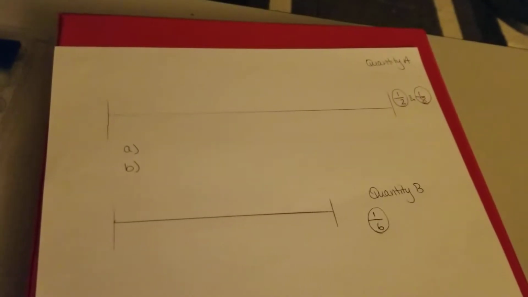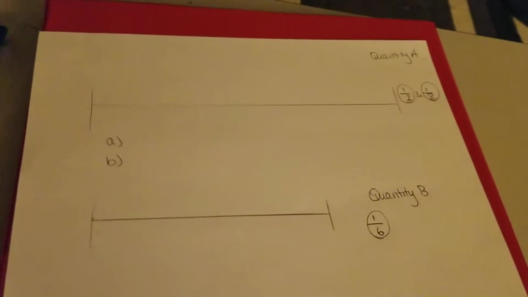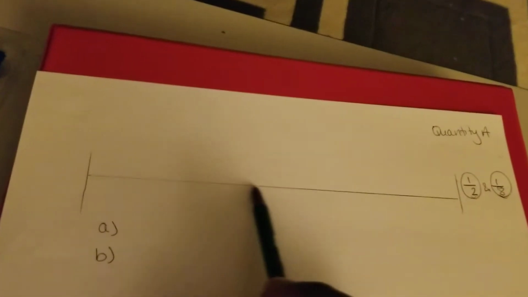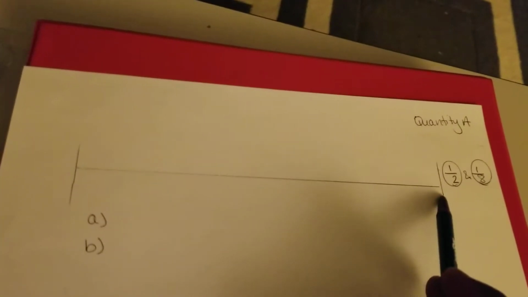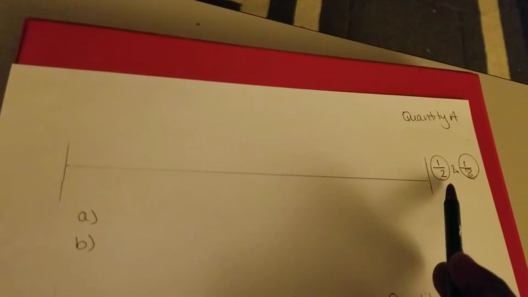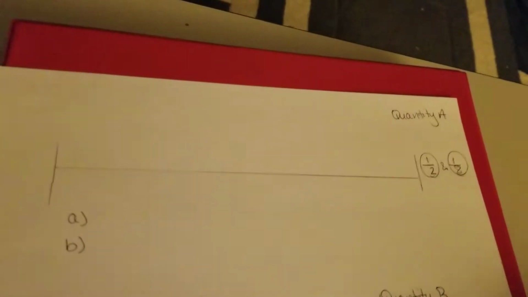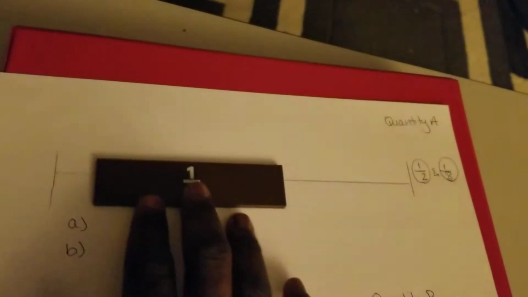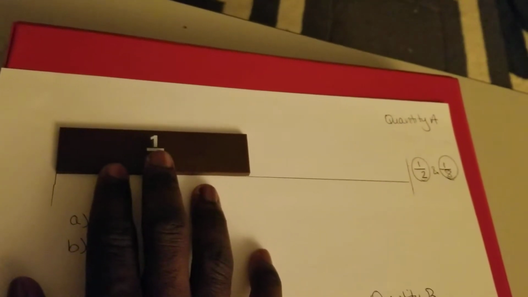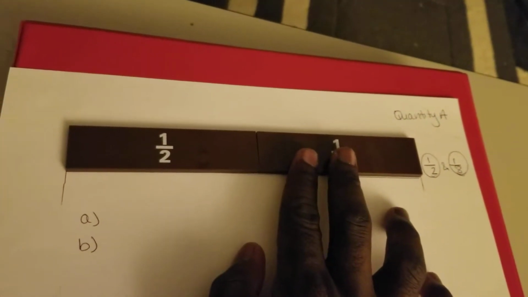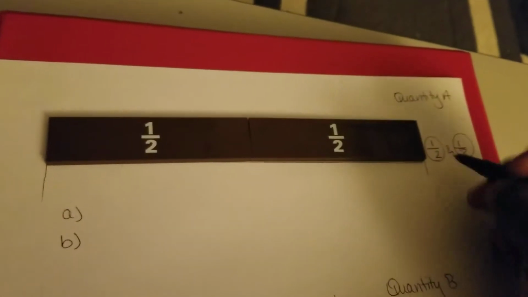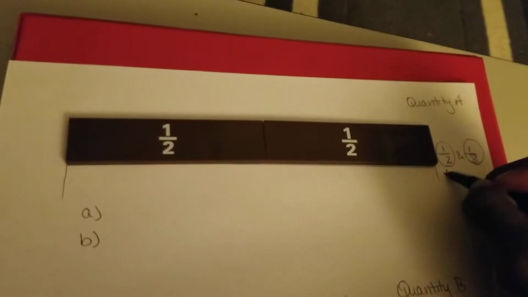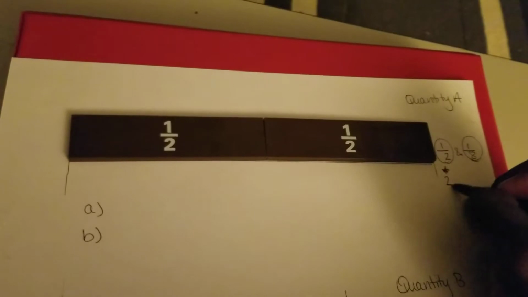All right, two quantities, quantity A and quantity B. Let's start with quantity A. I have quantity A, it's this right here. And I'm going to measure quantity A using halves, and then I'm going to measure this quantity using eighths. Let's do it. When I measure this quantity using halves, you can see that there are two of them. I can measure this quantity using two halves.